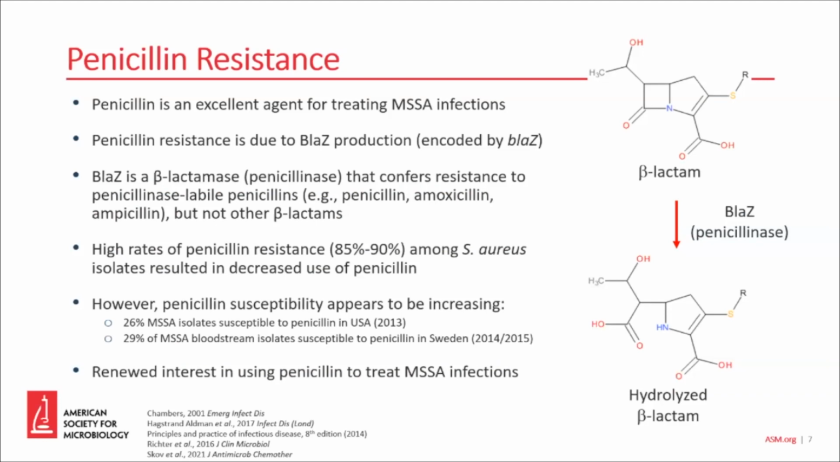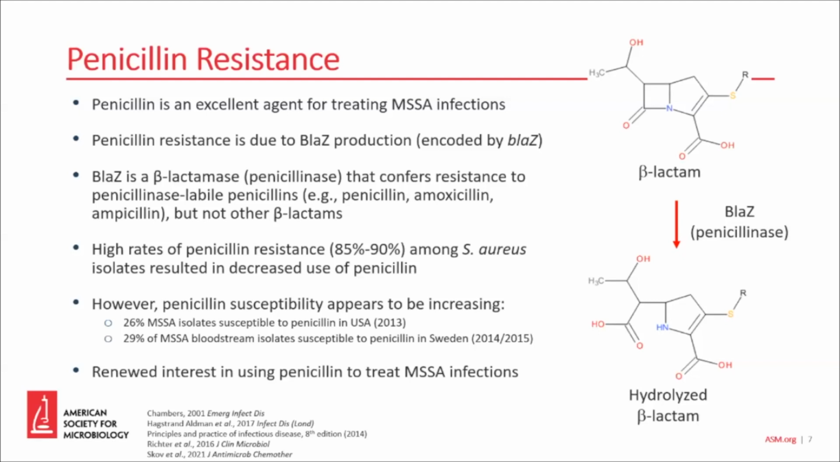Penicillin resistance. Penicillin is an excellent agent for treating methicillin-susceptible Staph aureus infections, and resistance is conferred by the production of a penicillinase called BlaZ. BlaZ confers resistance to these penicillinase-labile penicillins, but not to other beta-lactams. Historically, very high rates of penicillin resistance among Staph aureus isolates resulted in decreased use of penicillin. However, that trend seems to be changing, and we're seeing increased susceptibility to penicillin in Staph aureus, particularly in MSSA. So there's renewed interest in using penicillin to treat methicillin-susceptible Staph aureus infections.